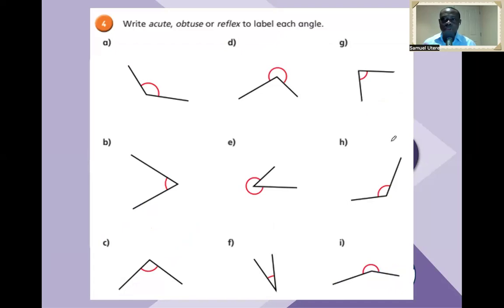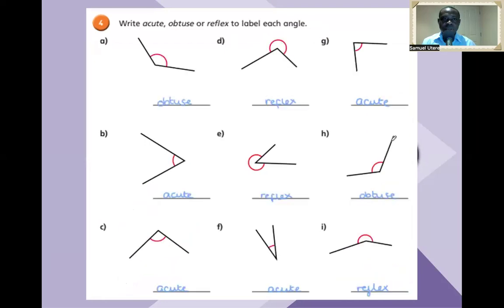Assuming you've paused the video and you've answered the questions, here are the answers. Here we're asked to write the words acute, obtuse, or reflex to label each angle. You can see them here. By doing this, you are practicing classifying angles using the right words.